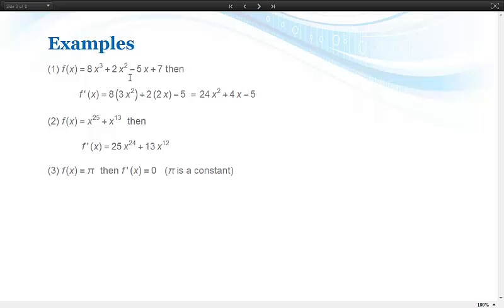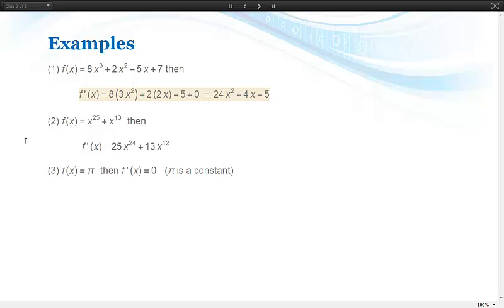And then I add the derivative of 2x squared. Well, that's 2 times the derivative of x squared. The derivative of negative 5x is negative 5, and the derivative of 7 is 0. I guess we can put that in for emphasis. The derivative of a constant is 0. So 3 8s are 24. 2 times 2 is 4. So the derivative of the original function is 24x squared plus 4x minus 5.